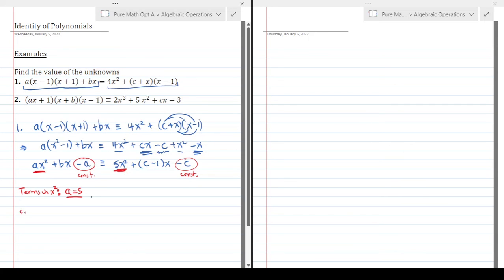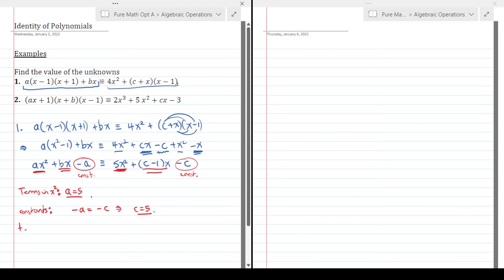So let me look at the constants now. What are the constants? Negative c has to be equal to -5. So what does that mean? It means that c is equal to a, so c is equal to 5. So I have my other value there. Now let me go to the terms in x, that's bx and c minus 1 x.